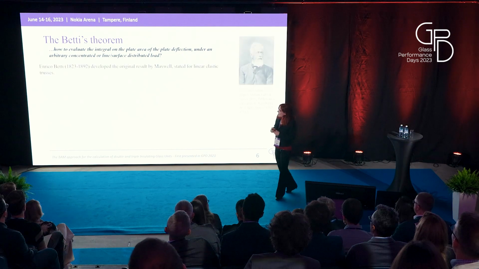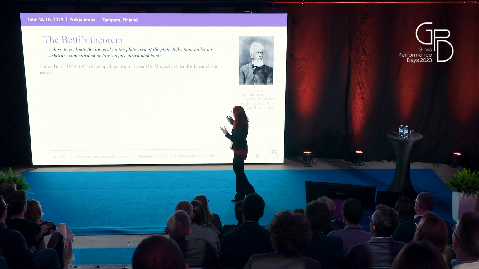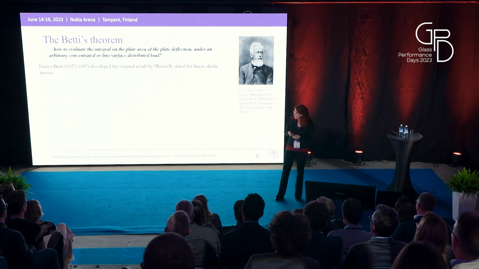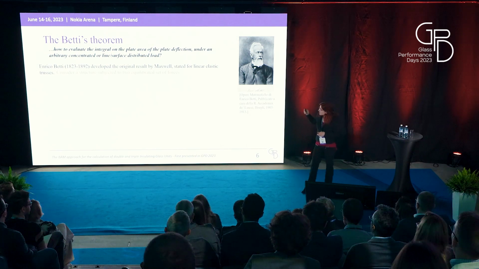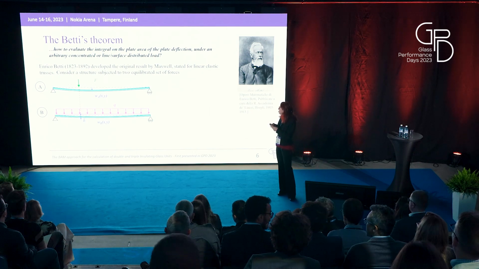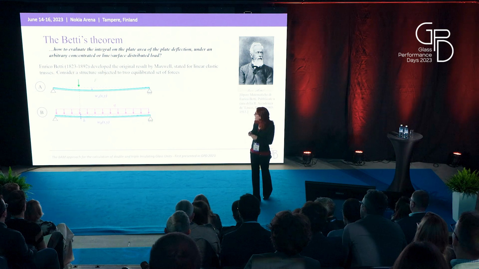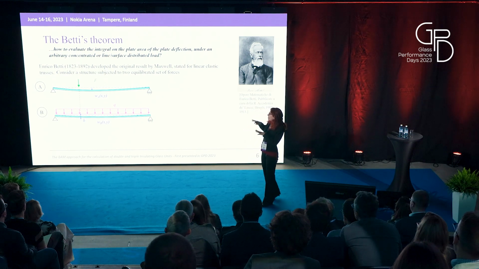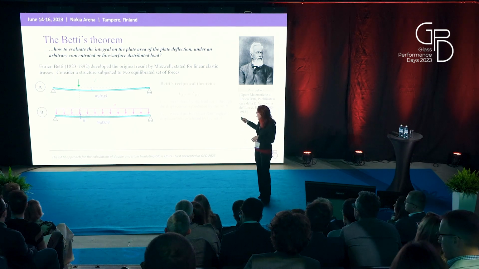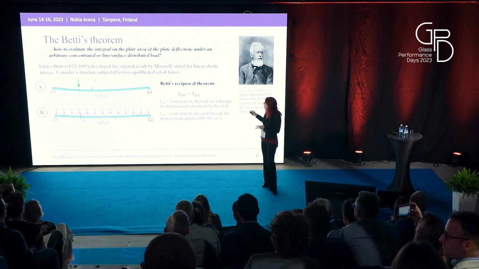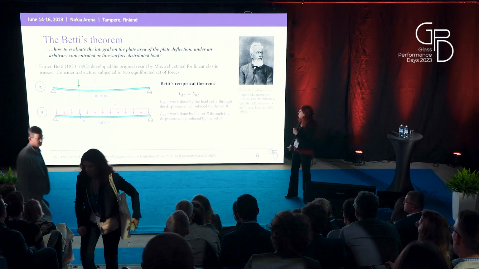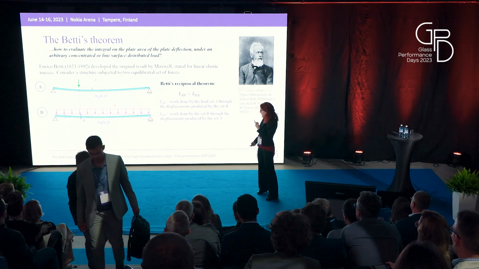And what can be of help is a classical theorem in linear elasticity that is due to the eminent Italian scientist Enrico Betti, the so-called Betti reciprocal theorem. It considers a linear elastic structure that is subjected to two different equilibrated sets of forces. Let me call them system A and system B. The theorem states that the work done by the load state A through the displacement produced by the set B is equal to the work done by the set B through the displacement produced by the set A.